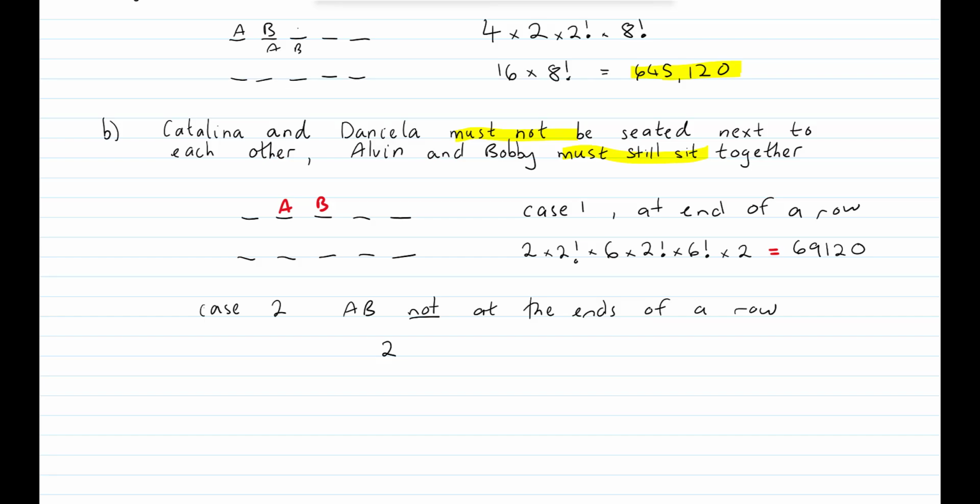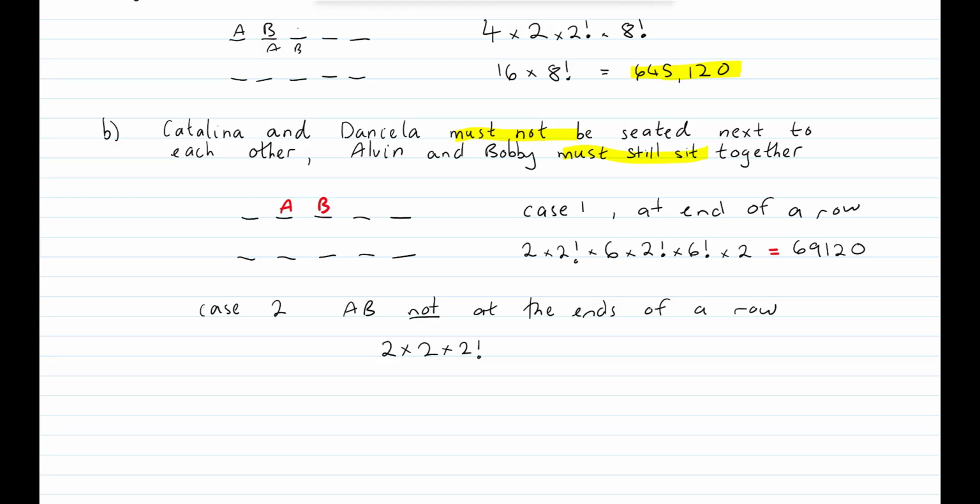And then we'll times 2 again, because A and B could either be in seats 2 and 3, or they could also be in seats 3 and 4. So there's 2 ways to put A and B not at the ends of a row, times the 2 rows. And then we'll do our 2 factorial, because 2 ways to arrange A and B. And then if A and B are not at the ends of a row, then we're left with 5 places to put C and D.